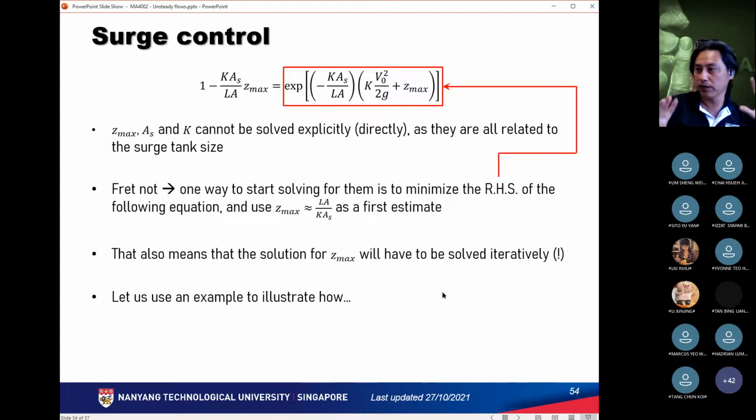I know this sounds a bit confusing. Let's take a look at the example. Things will become a lot clearer, including for those people who asked questions on the chat box.